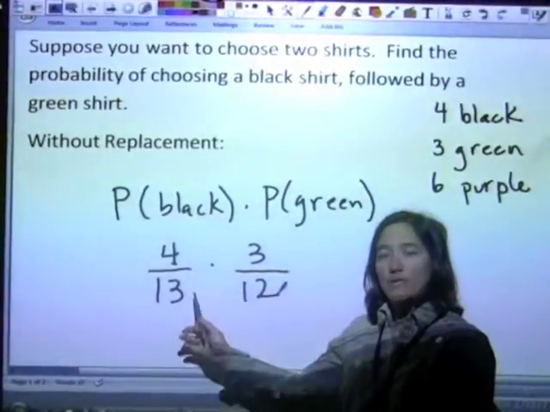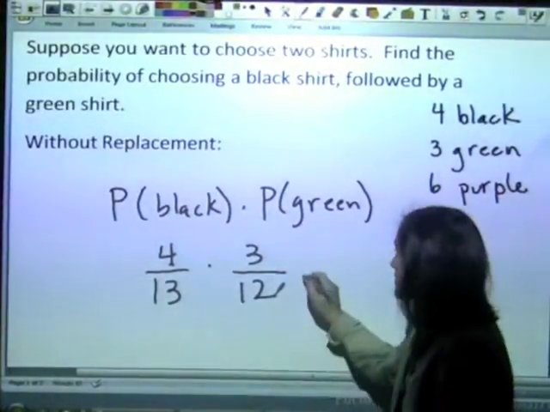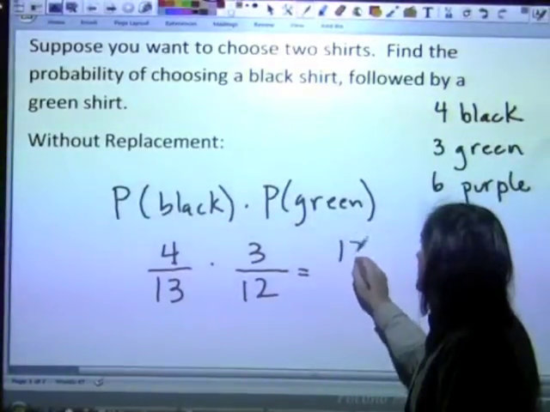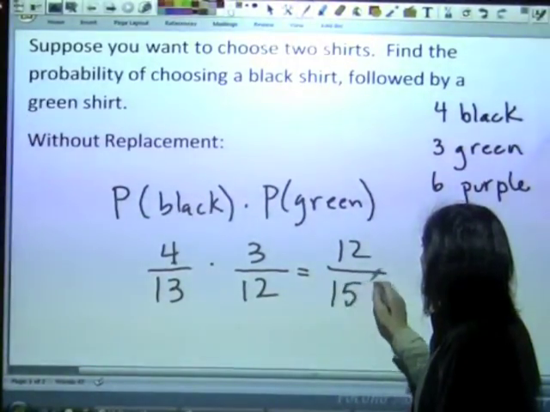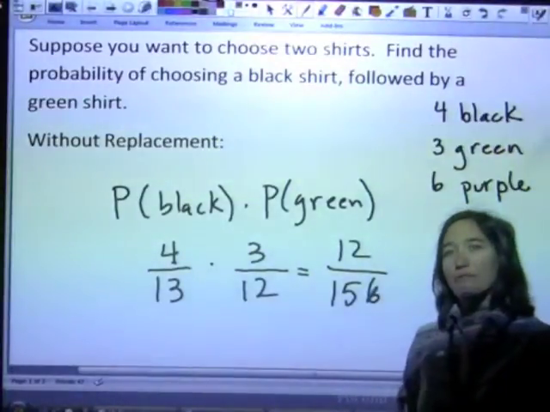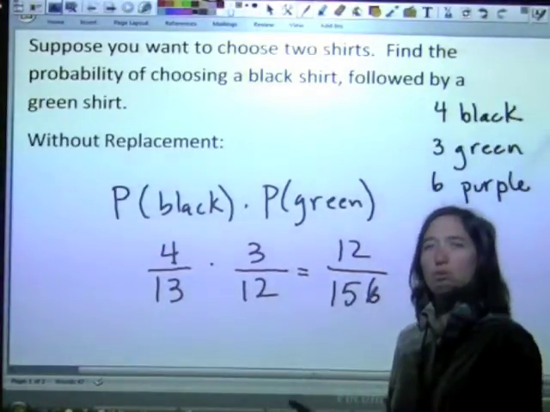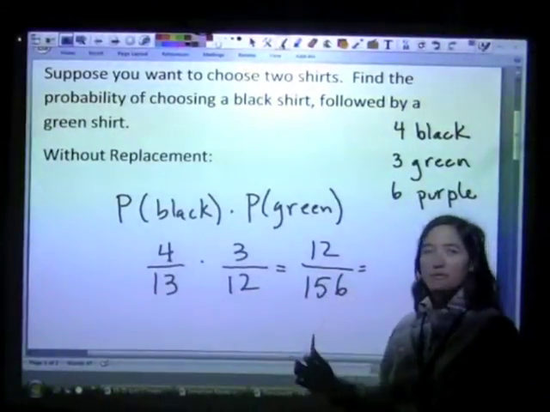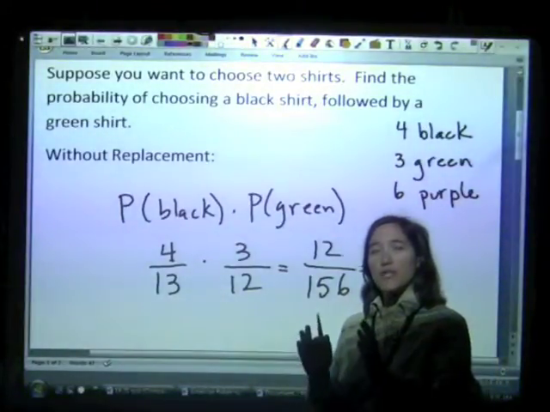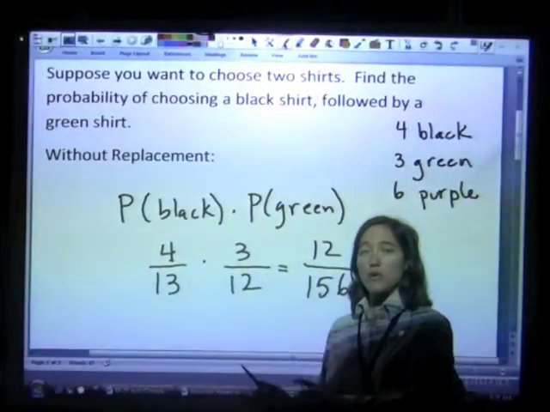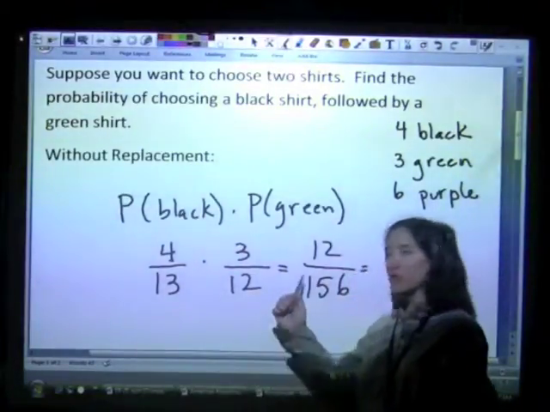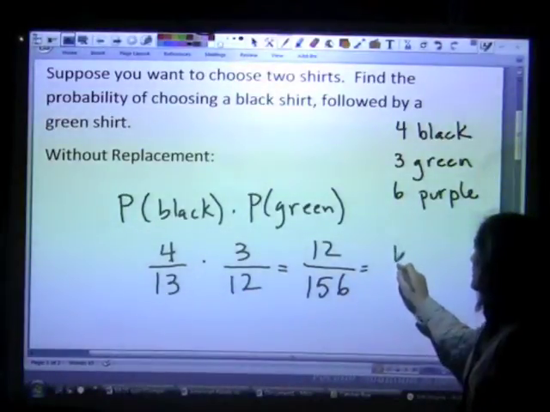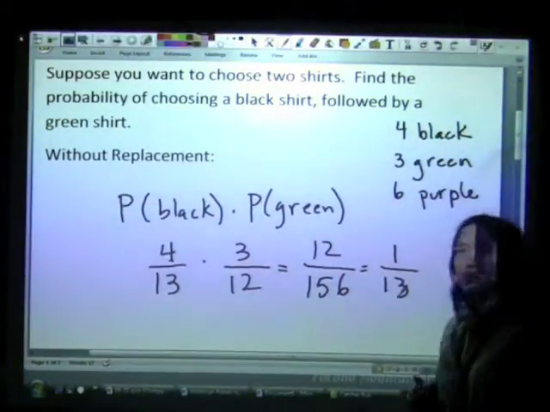So now we have 4/13 times 3 over 12. Again, we multiply across the numerators and across the denominators to get 12 out of 156, which we could reduce in order to simplify our answer. So we get 12 out of 156 for the probability of choosing a black shirt followed by a green shirt without replacement. And of course, we can reduce our answer, dividing both the numerator and the denominator by 12, to 1 out of 13.